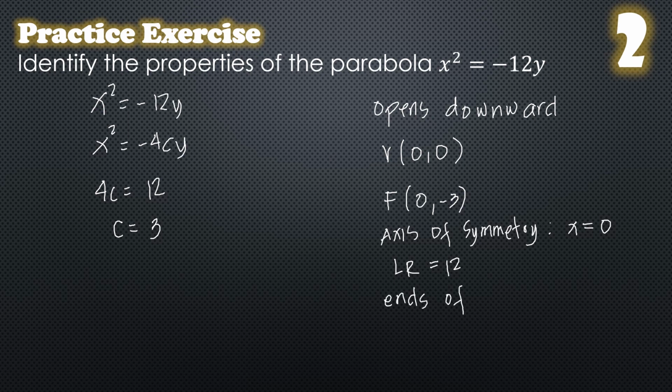The ends of latus rectum will be the points (negative 2c, negative c). So that will be (negative 6, negative 3). And the other end at (2c, negative c). So that will be at (6, negative 3). The directrix will be the line above the vertex, so that will be the line y is equal to 3.